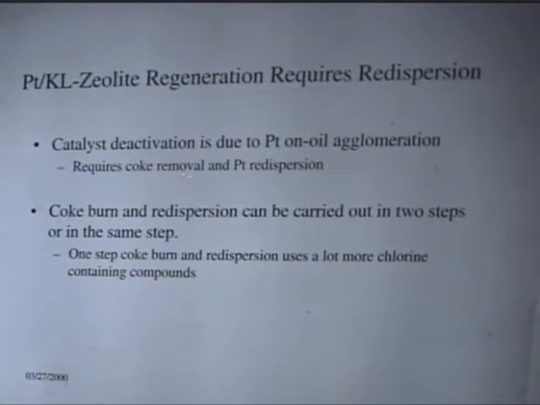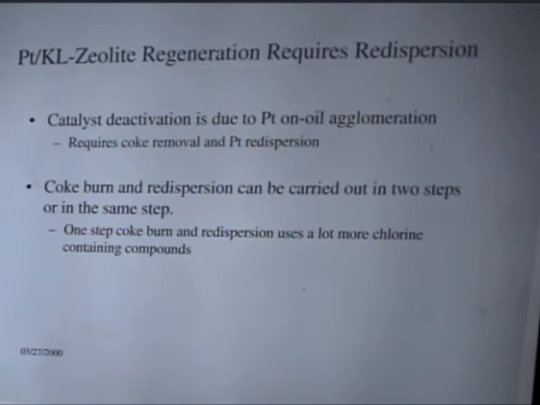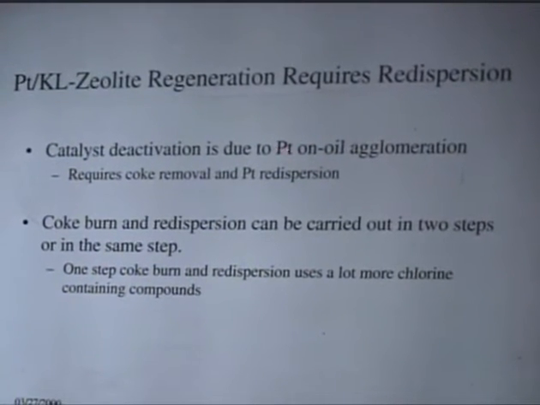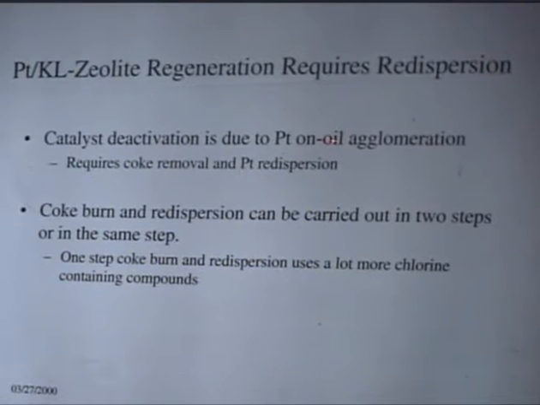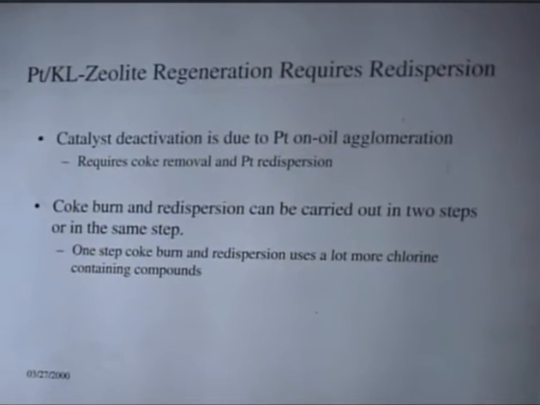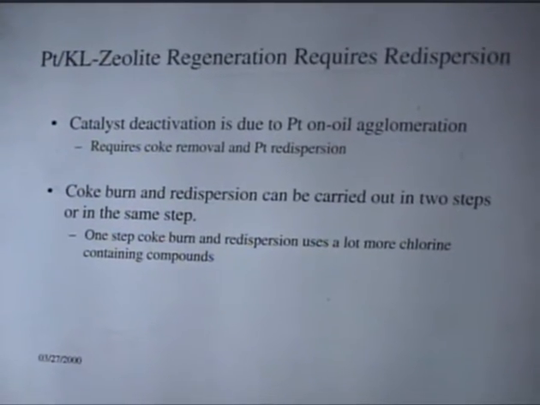Now, in order to recover the activity, we have to remove the coke, and if there's platinum blocking the zeolite channel because of growth, we have to remove it and then put the platinum back into the zeolite channel. We can do it in a single step or two steps. Single step means during the coke burn we do redispersion. In the two-step, we first remove the coke and then we do the oxychlorination and redisperse the platinum.